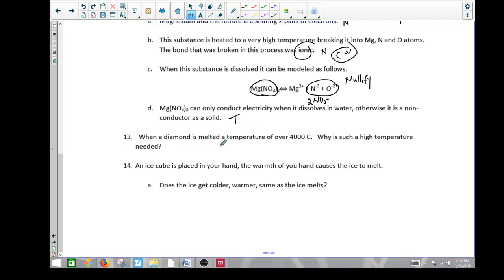When diamond is melted at over about 4,000 degrees, why is such a temperature needed? Well, the stronger the bond, the more energy needed to break it. A stronger bond is being broken. And that bond that's being broken is covalent.